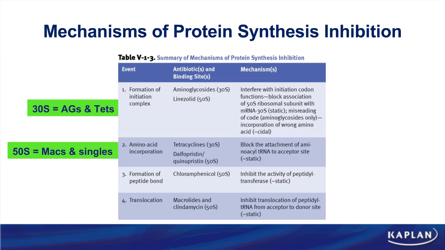Any drug that I see as an individual drug in this table, meaning it doesn't fit into one of the three groups that I just listed, I'm calling that a single. Examples would be linezolid, chloramphenicol, and clindamycin. The combination drug dalfopristin and quinupristin doesn't really have a group that it fits into, so I'm calling that a single as well. All of those individual drugs work at the 50S subunit. So among the three groups, aminoglycosides, tetracyclines, and macrolides, 2 out of the 3 are 30S drugs.